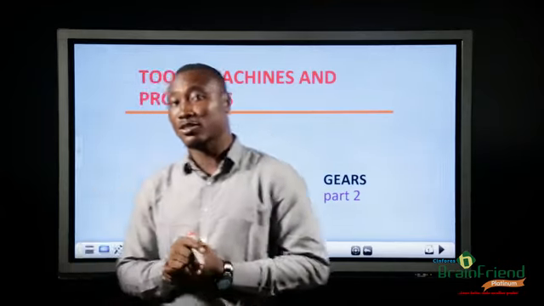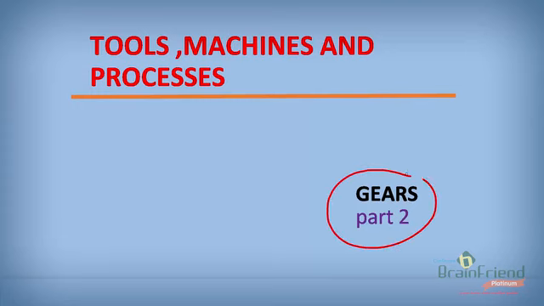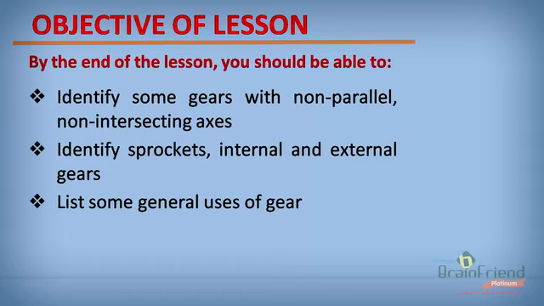Today we'll be treating the topic Gears Part 2 with the theme Tools, Machines and Processes. Let's look at some objectives of this lesson. By the end of this lesson, you should be able to identify some gears with non-parallel and non-intersecting axes. Also identify sprockets, internal and external gears, and also list some general uses of gear.